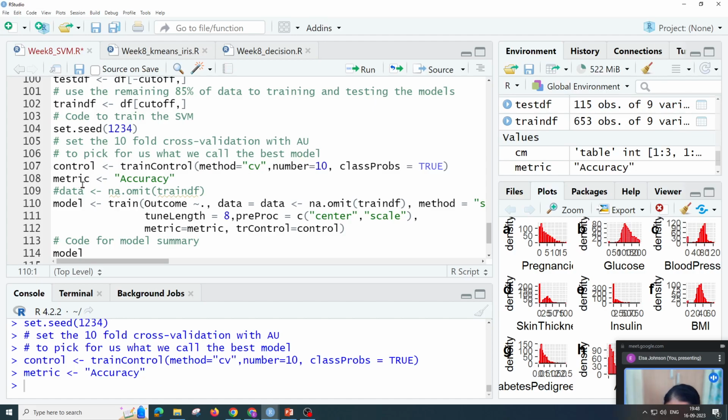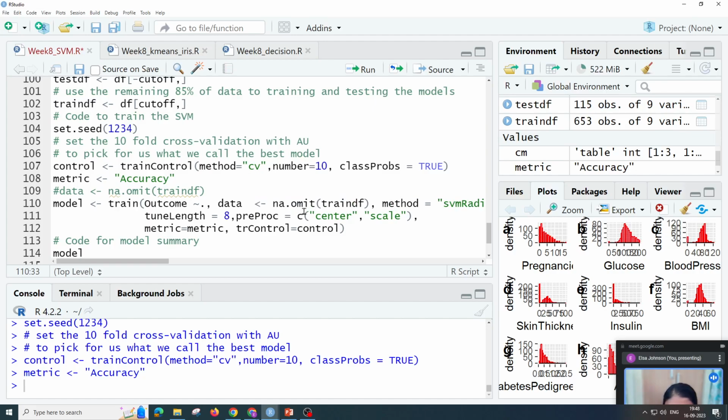What can we do? We have given the metric also, like accuracy. So what we'll be doing is training the model, with the formula, outcome with all the different columns which are present. Then data has to be taken from the data. Right now I have given this one as train df.